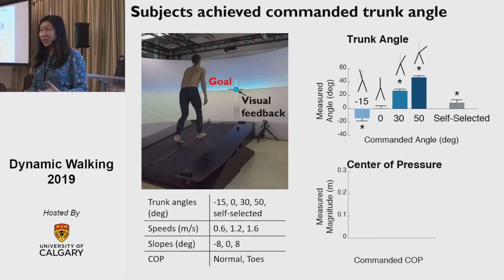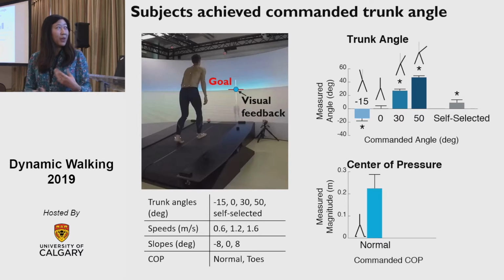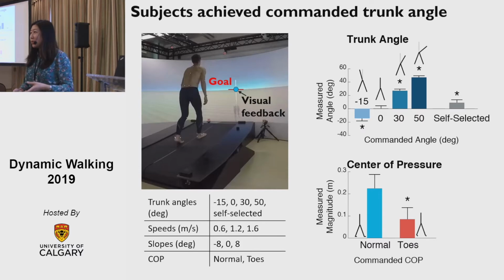Then for their center of pressure, this is just the magnitude of the excursion. So if they walk normally, they have an excursion in the sagittal, in the forward direction. And then if we ask them to walk on their toes, they have less excursion because now they're on their toes, so there's less distance for them to move for their center of pressure.